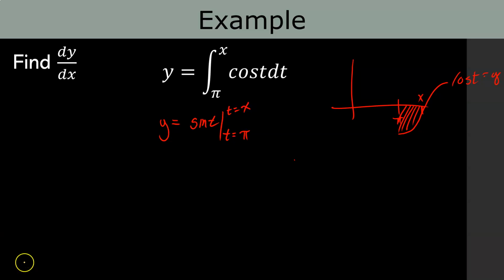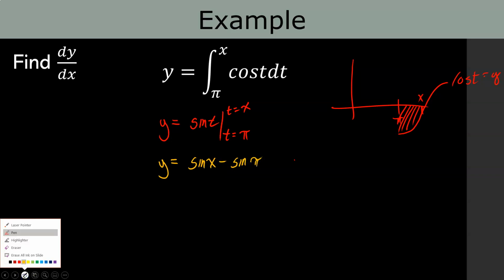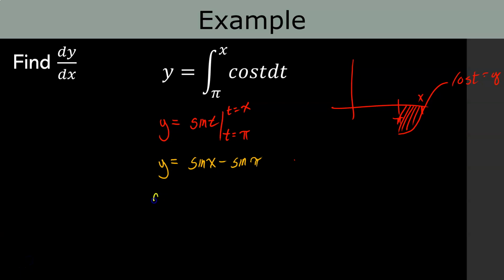And so y is equal to sine of x minus sine of pi. Okay, that looks way easier to take the derivative of. And in fact, it is really easy. So dy dx, the derivative of sine of x is cosine of x, and the derivative, well, it actually doesn't matter what sine of pi is. Sine of pi happens to be 0, but what we know is sine of pi is a constant, and the derivative of any constant is going to be 0.